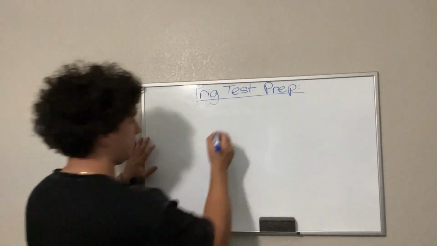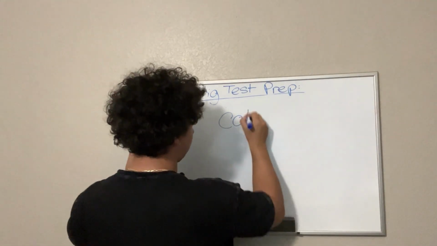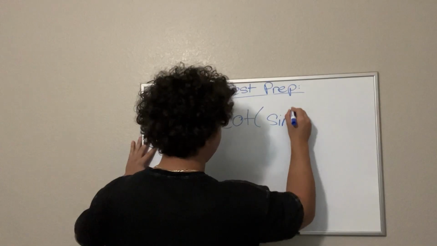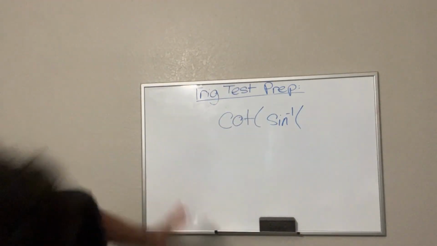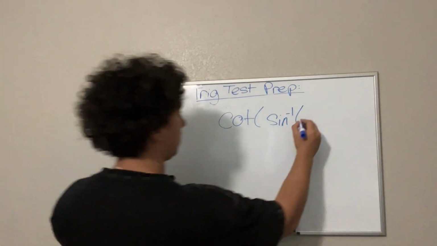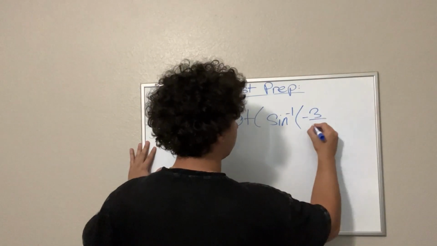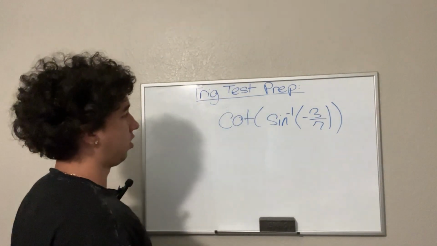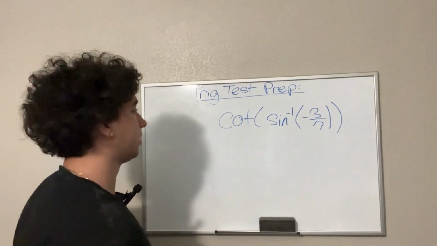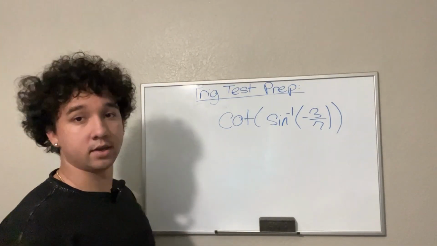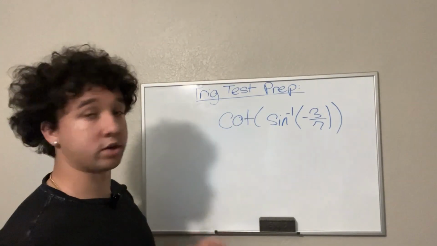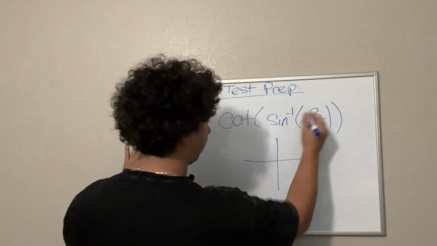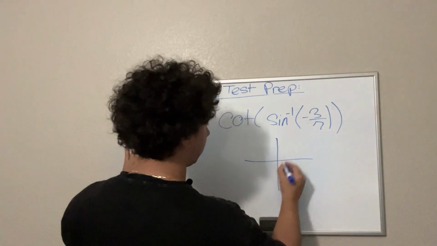Okay, last question here of the day. I got cotangent of sine inverse of negative root 3 over 7. Bing, bang, bong. All right, so this is the same idea. I know that sine is only quadrant 1 and quadrant 4 for inverse. The fact that it's in quadrant 4, or it's going to be in quadrant 4 because it's negative.